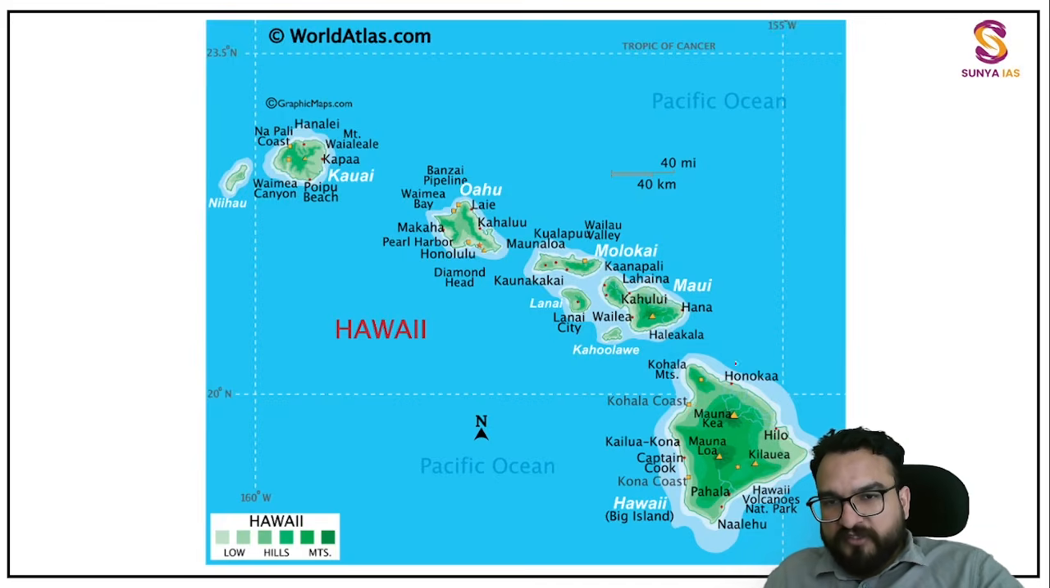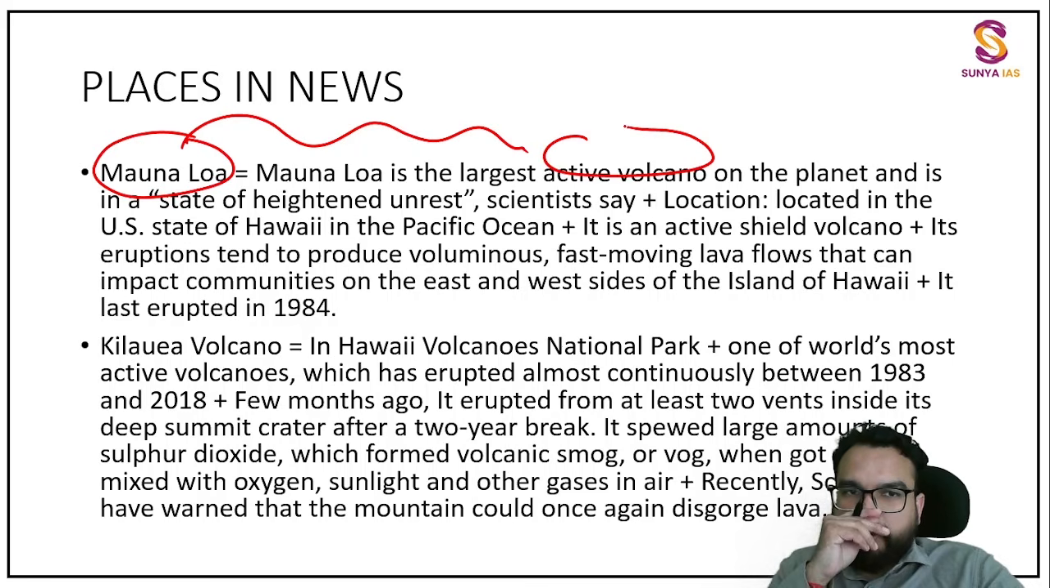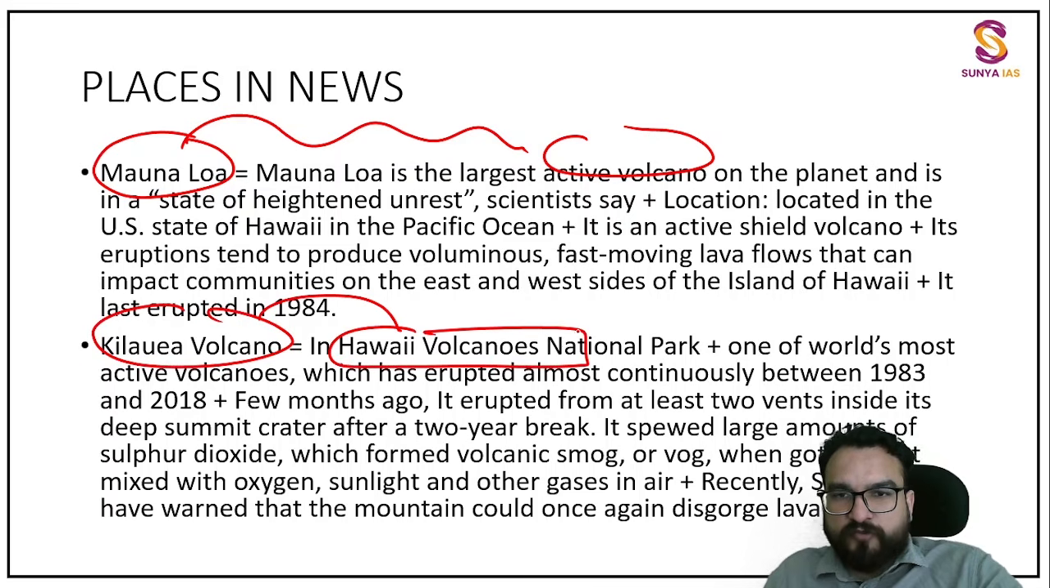They go three places: Mauna Kea, Mauna Loa and Kilauea, always in the news, because over here you will be finding active volcanoes, right? Mauna Loa over here is one of the largest active volcanoes you will be finding. Kilauea volcano in Hawaii is again one active volcano which keeps on erupting. Not more than that you need to understand here, right?